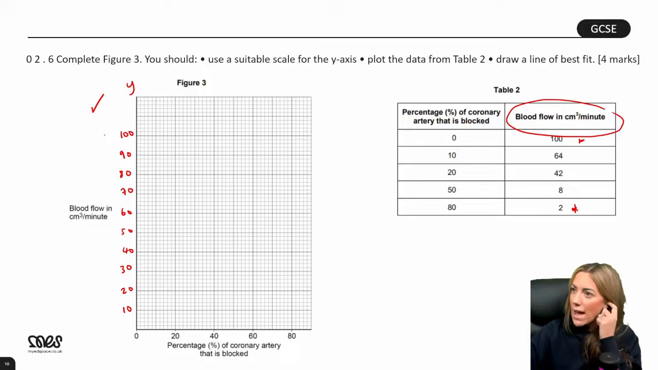Then we can actually go ahead and plot the data. It's going to be a line of best fit. It is going to be a line graph as opposed to a bar chart because we've got continuous variables or numerical data on both axes.